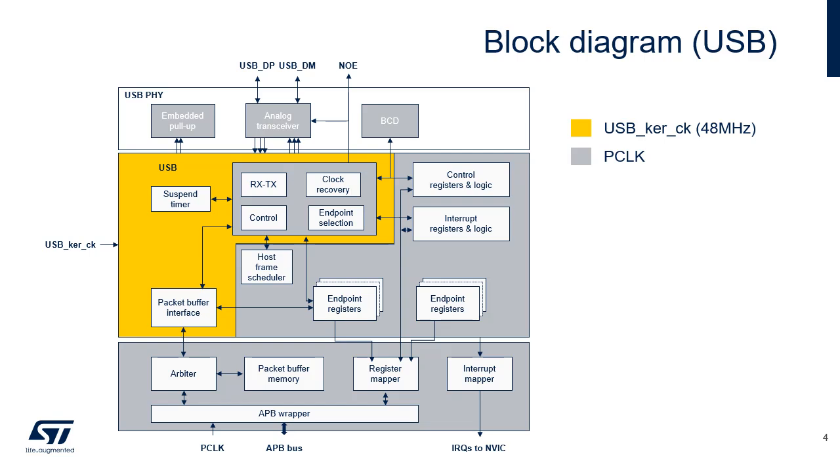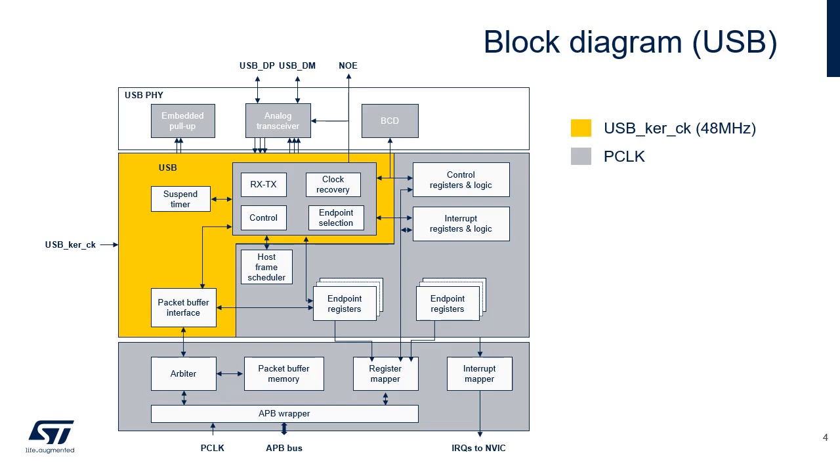This block diagram of the USB full-speed device controller highlights its internal components, along with the analog transceiver that manages the physical layer, as shown above. 2 clock domains are implemented. The PCLK domain, that includes the interface to the APB bus.